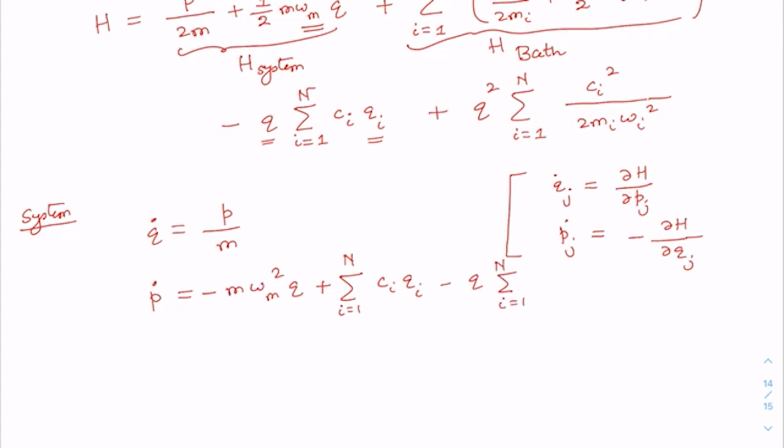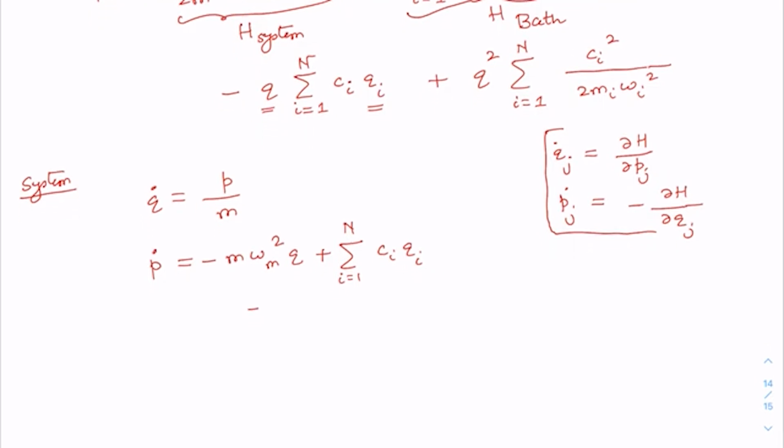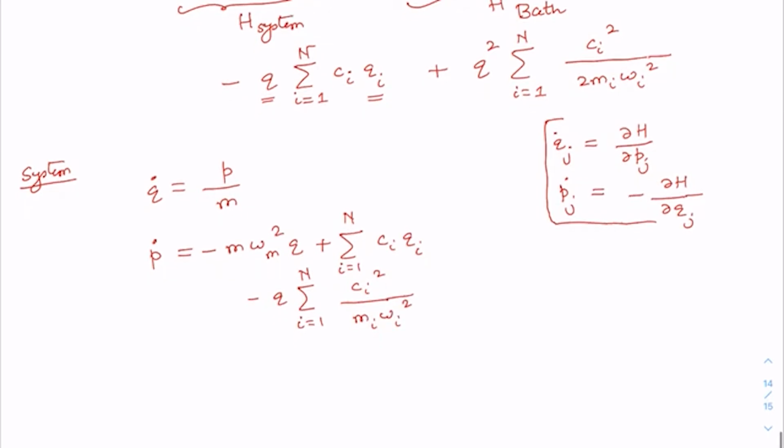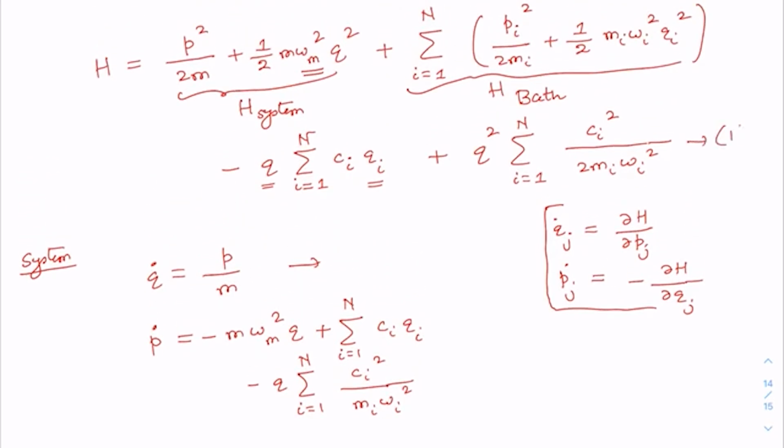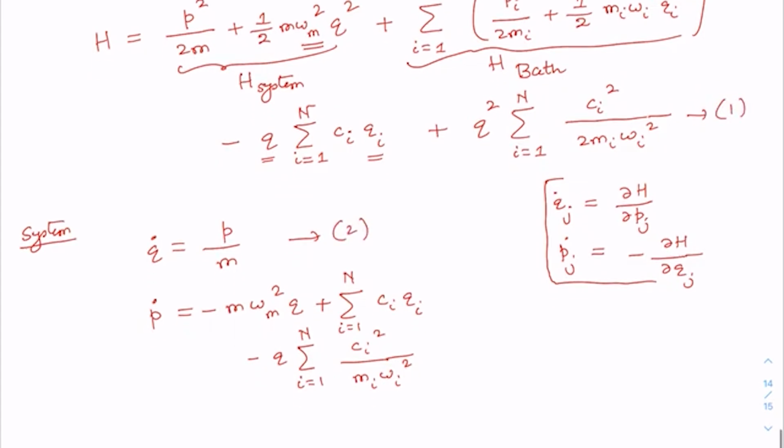Let me write this part separately to avoid confusion. So I have minus q summation i is equal to 1 to n. I urge you to verify whether we are writing it correctly or not. You can check it. So this is one equation. Let me name this equation number 1. Let me make it equation number 2. This is equation number 3.